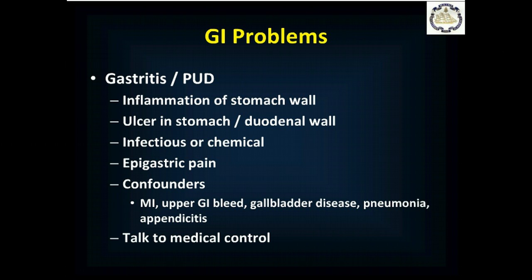Now you'll be able to differentiate some things, like appendicitis, for example, based on where the pain's going to. Probably will also be able to distinguish pneumonia because the patient will typically have a cough as well and some shortness of breath. But it can be very difficult to sort these things out. So again, someone with epigastric pain, talk to medical control.